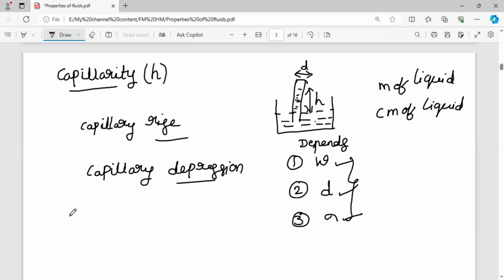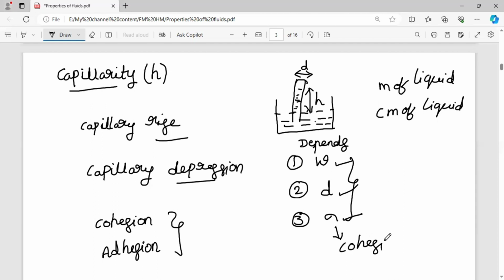Okay, next another point: capillarity is caused due to both the cohesion property and the adhesion property, whereas surface tension is caused due to only cohesion. Observe the difference. Surface tension is caused due to only cohesion, whereas capillarity is caused due to both cohesion and adhesion.